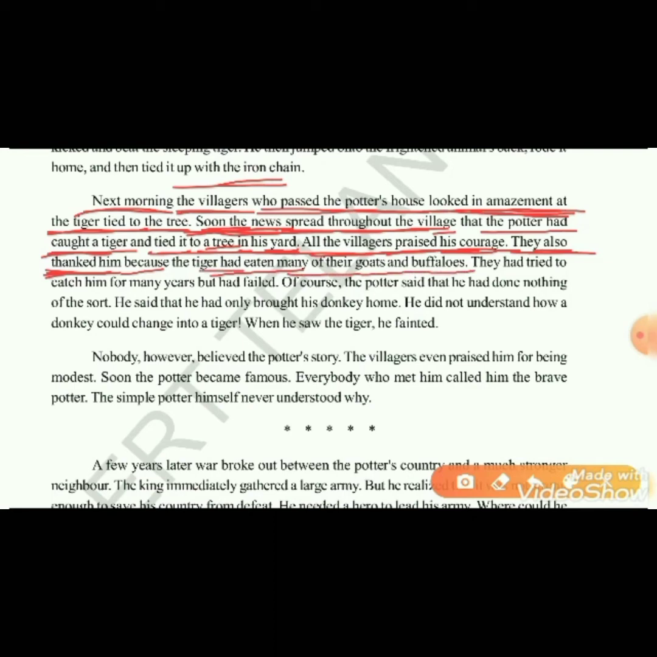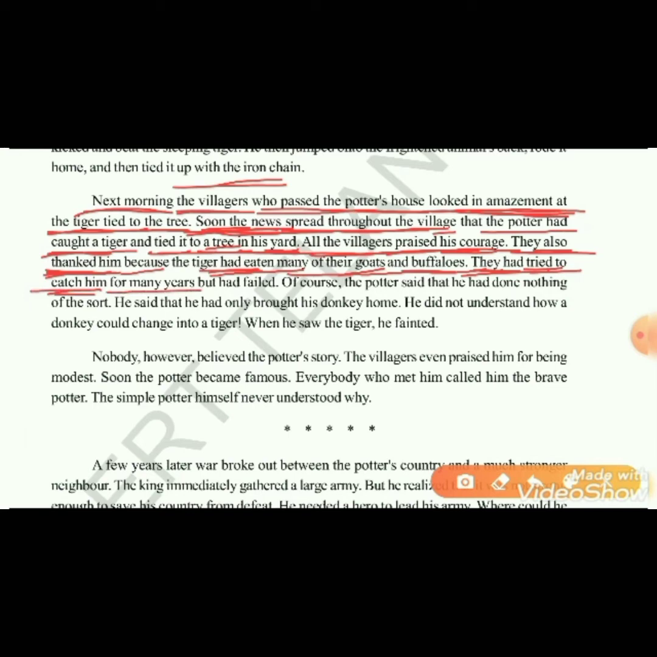They had tried to catch him for many years, but had failed. We were also trying to catch the tiger. All the villagers were really trying hard to catch this tiger in order to kill him, because it was killing their buffaloes and goats and so on. But were they successful? No, they were unsuccessful. They could not really catch the tiger. But now they were very, very happy as the potter was able to catch it. Clear?